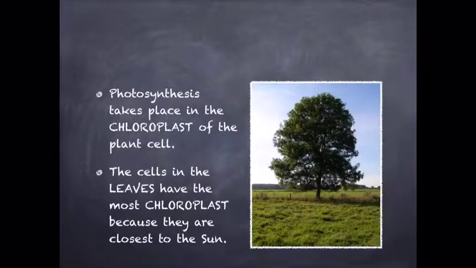Okay, photosynthesis takes place in the chloroplast of the plant cell. If you notice the tree, it has lots of leaves. The cells in the leaf have the most chloroplast, or that green stuff, because they are closest to the sun. And you'll notice that as trees grow, the leaves spread out, trying to collect the sunlight, which is used to help produce energy.